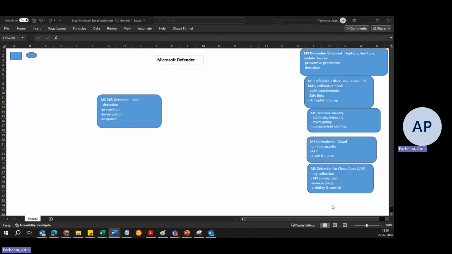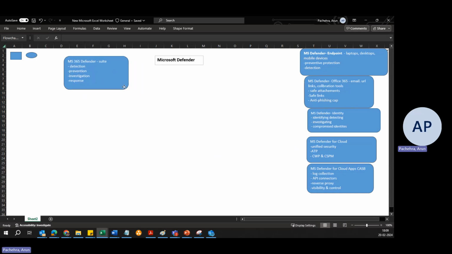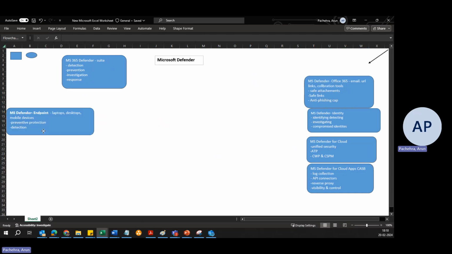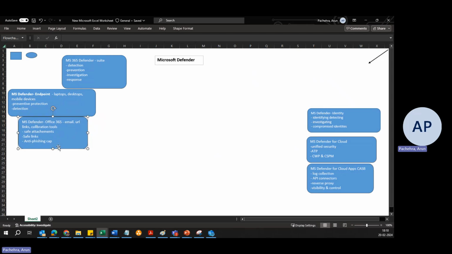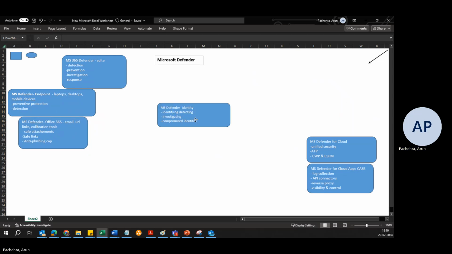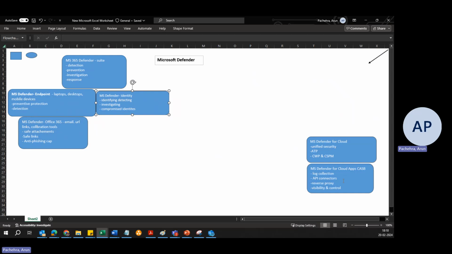So each of these Defender products integrates within Microsoft security ecosystem, offering specialized protection tailored to unique security challenges of their respective domains. For example, this is for identity, this is for Office, this is for endpoint, like that. Now, if somebody buys Microsoft 365 Defender suite, these all will come along with that. No need to go ahead and buy separately. These all belong to Microsoft Defender.